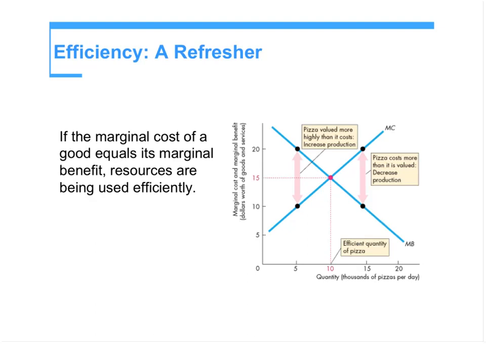If the marginal cost of a good equals its marginal benefit, resources are being used efficiently. So at the point where marginal cost and marginal benefit equal each other, that red dot you can see right there, is where you're using your resources efficiently, because your marginal benefit and marginal cost equal each other.